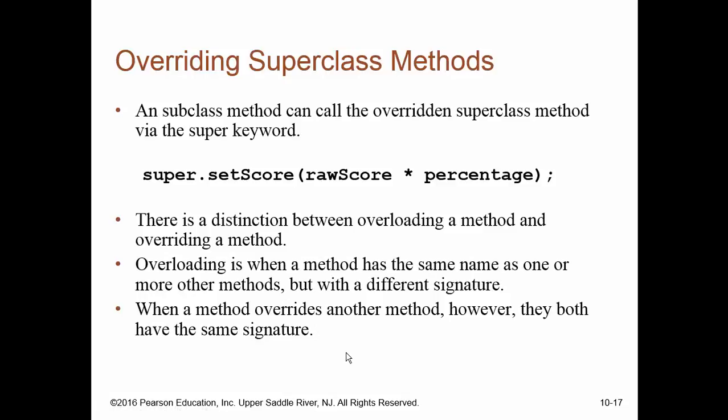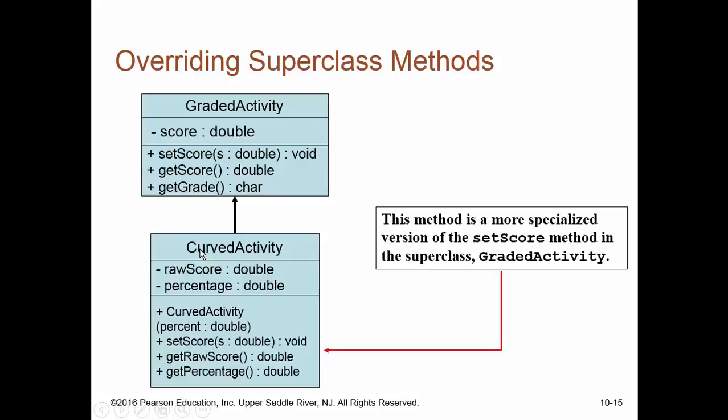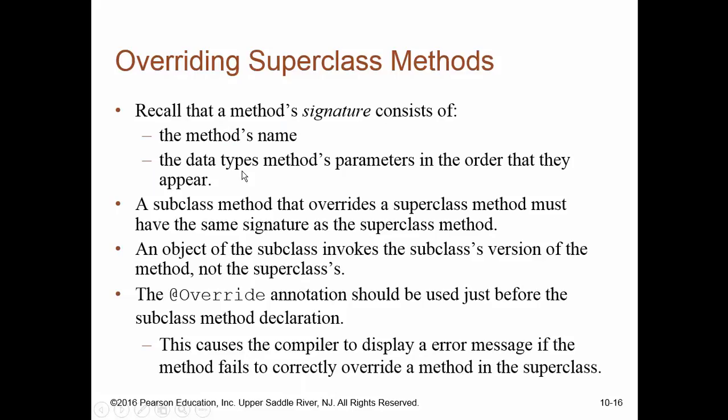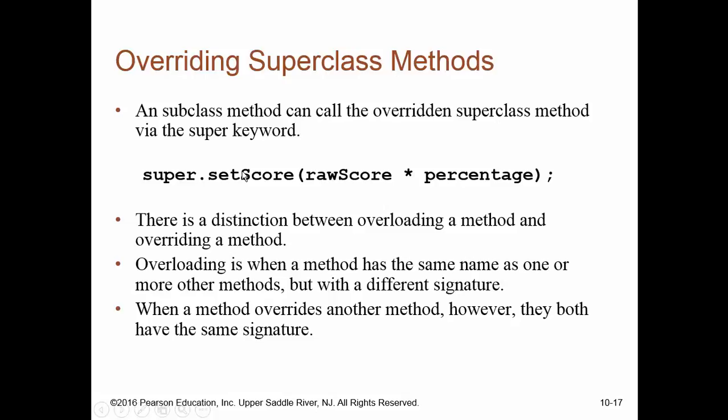It's also possible in here, you can override anything. And what they're saying here is a subclass method can call the overridden superclass method. So what does this mean? If I call super.setScore, that means call the setScore of the parent. So in this case, if I'm here and I call super.setScore, that says, even though there's one here, call the parent. That's what the super there means.